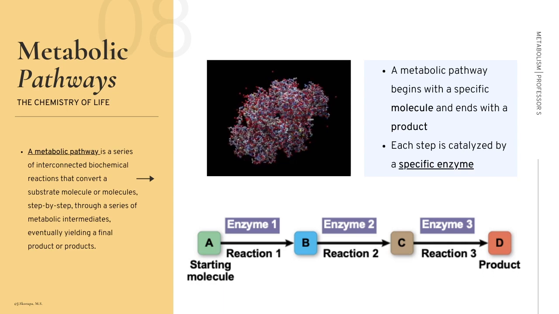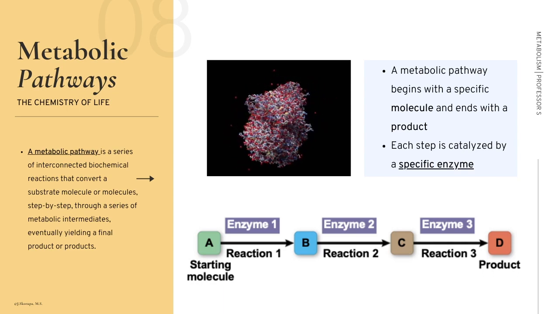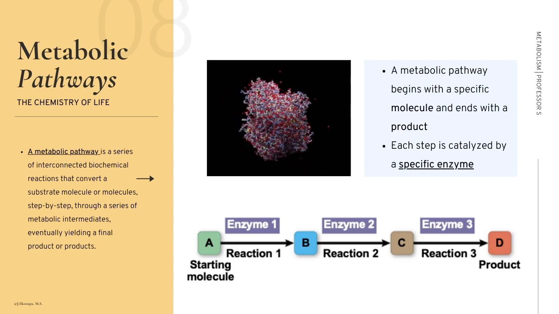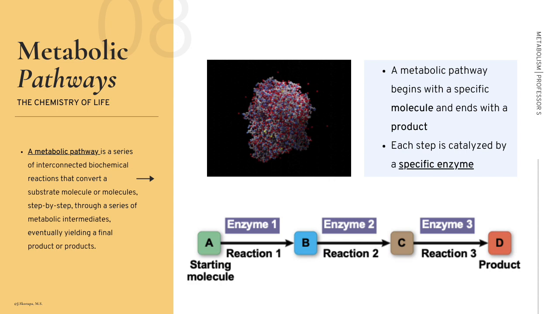The video here is a 3D depiction of an enzyme. Each step of the pathway requires a specific enzyme. Reaction 1 begins with molecule A and is catalyzed to become molecule B by enzyme 1. In reaction 2, we see molecule B can be converted to molecule C with enzyme 2. And the final step of this metabolic pathway is reaction 3, where molecule C is converted to molecule D, catalyzed by enzyme 3. This is a simple metabolic pathway.